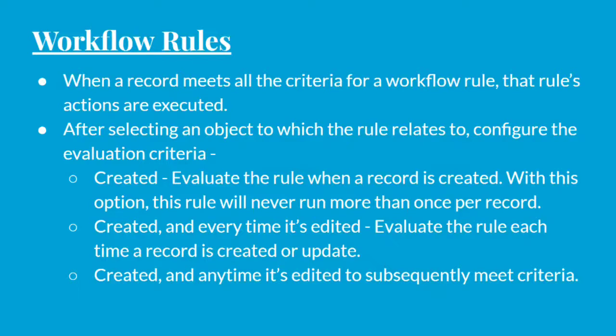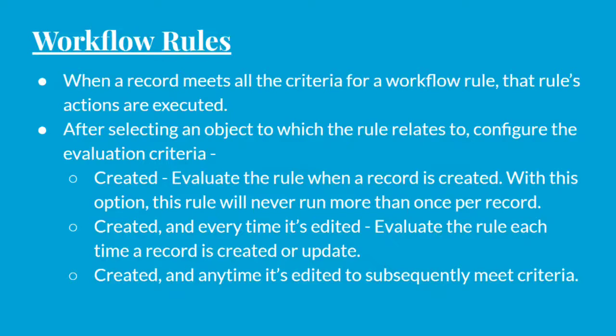For that, there is another option: created, and every time it is edited. Every time you create that record, it will check the value of the opportunity amount, and every time it gets edited, it will also check the opportunity amount. So if the second time you edit the opportunity and make the amount 60,000, this workflow rule will get evaluated, and now it will find that the opportunity amount is more than 50,000.